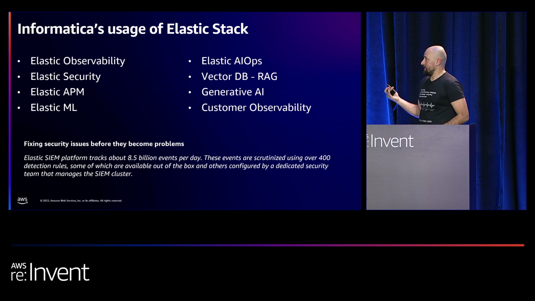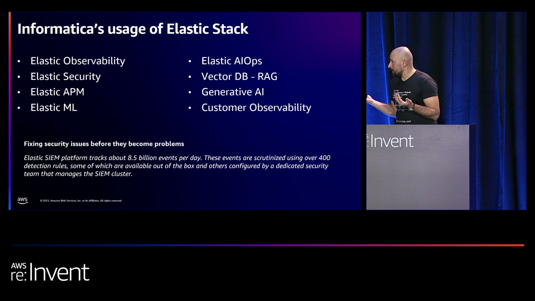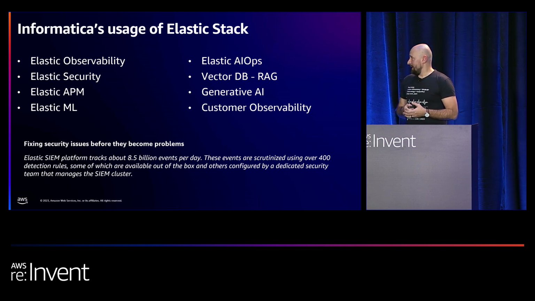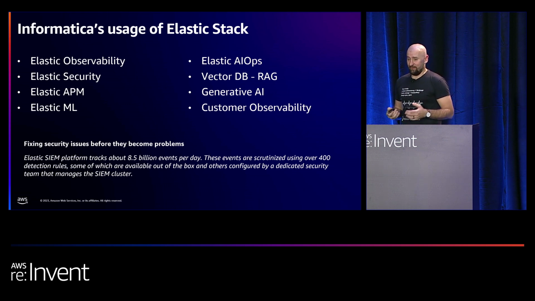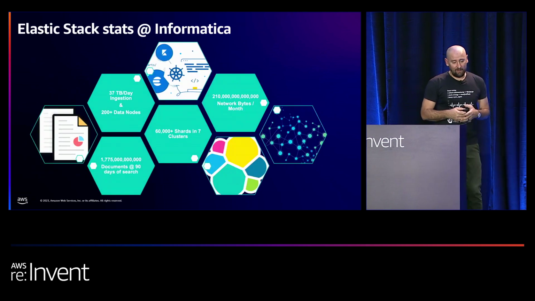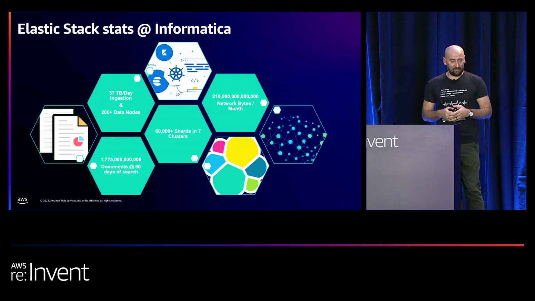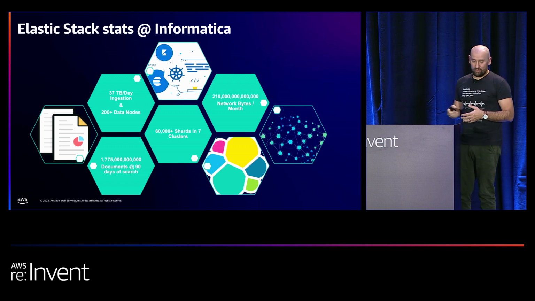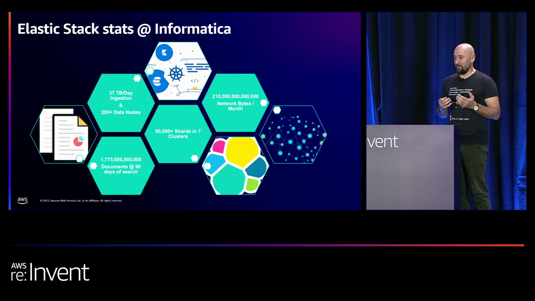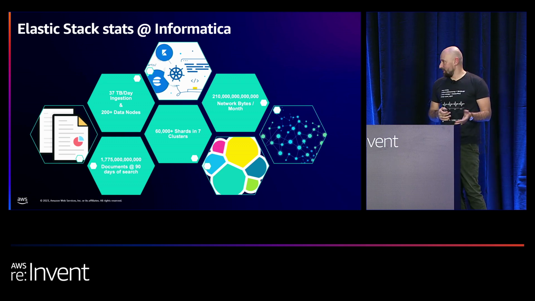That's why the quote is here: they have 8.5 billion events per day that they're utilizing a platform to simply sift through and investigate the different security threats they're having. And to give you some statistics about Informatica's usage of Elastic, they have more than 60,000 shards and are ingesting 37 terabytes per day, 200 plus data nodes, to just mention a few of them.